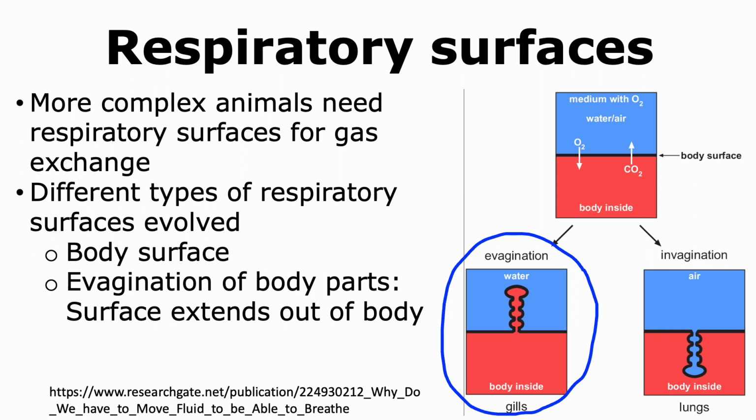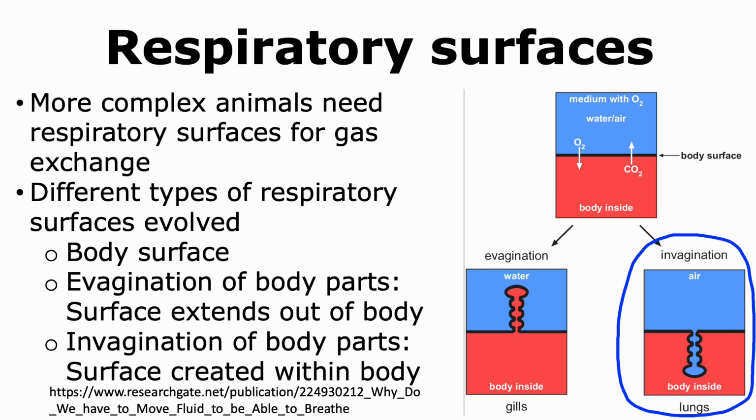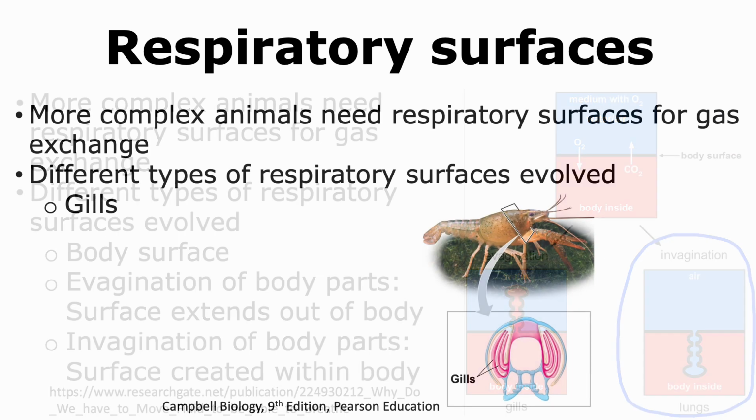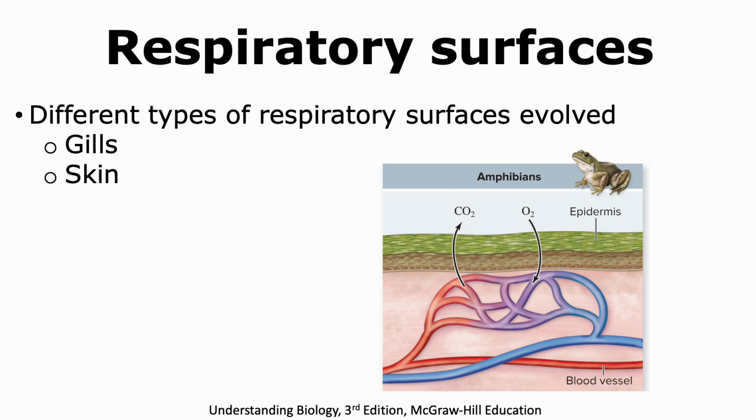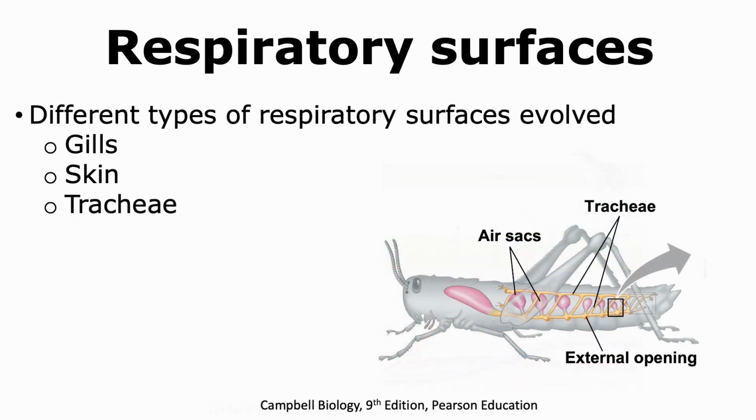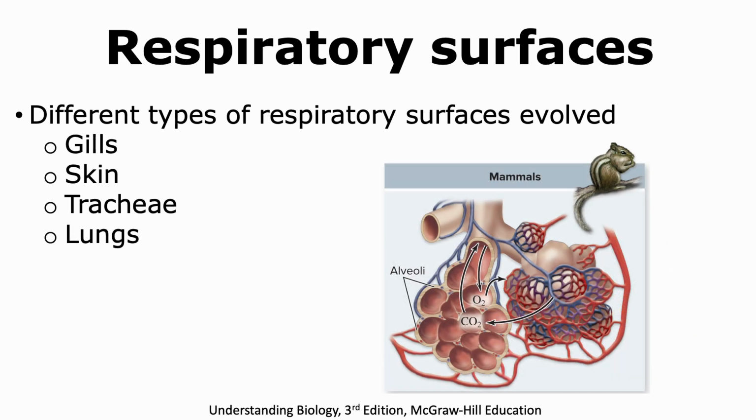Another scenario is the invagination of a body part, where a surface is created within the body. An example of such a surface is the lung. Examples of organisms that show a variety of respiratory surface include marine organisms that have gills, amphibians that use skin as their respiratory surface in addition to lungs. We have insects that use tracheae as respiratory surfaces. And then we have all the other terrestrial animals like vertebrates who use lungs.